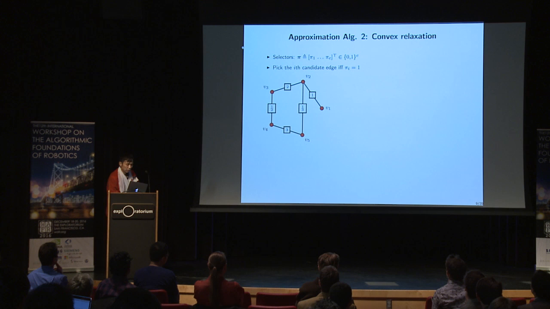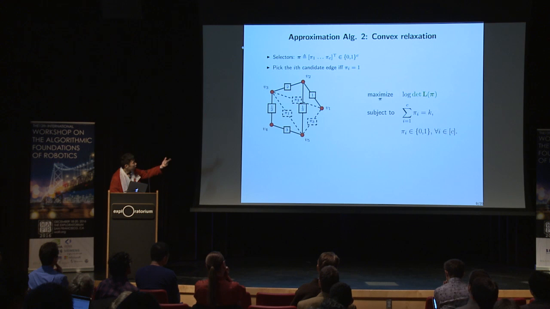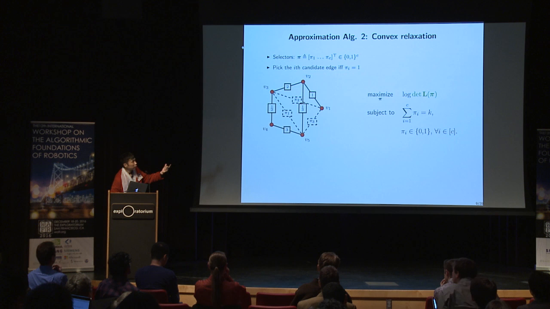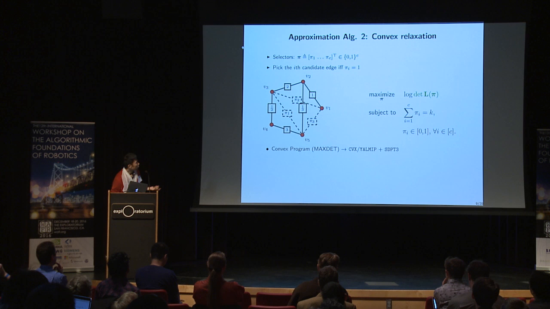The second method is convex relaxation. For each candidate edge, we allocate a parameter pi. So for three edges, each one we allocate a parameter pi. If pi equals 1, it means we select it. If pi equals 0, not selected. So the problem is still maximizing this function subject to the sum of pi equal to k, and pi has to be 0 or 1. If we relax this problem by changing pi into any real number between 0 and 1, then we have a simpler problem which can be solved by a standard convex optimization algorithm.